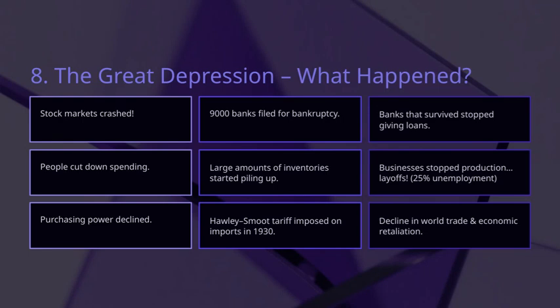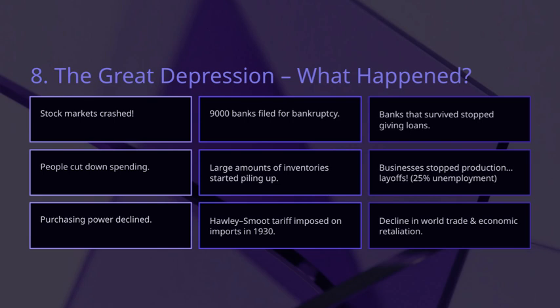As the economy started to decline, we saw a sharp drop in world trade, which triggered economic retaliation among countries. This created a vicious cycle that made the situation even worse. Businesses began to halt production because there was not enough demand, and as a result, many had to lay off workers. In fact, unemployment soared to around 25%, leaving millions without jobs and income.